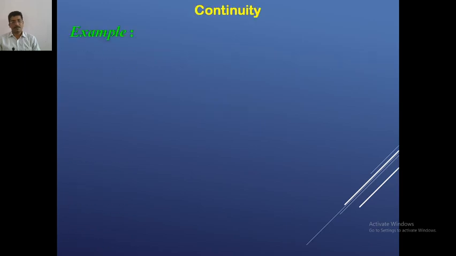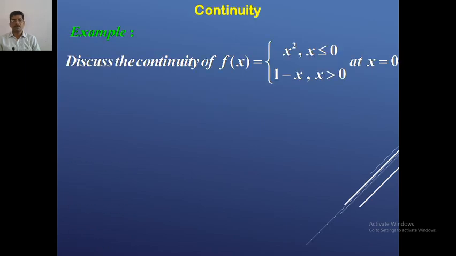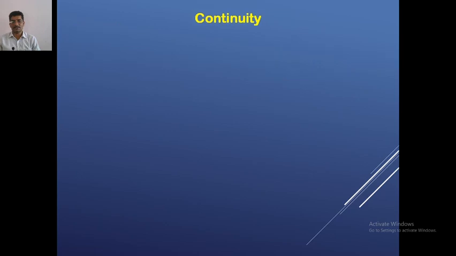First example, discuss the continuity of the function f of x given by f of x is equal to x square if x is less than or equal to 0. Its value is equal to 1 minus x if x is greater than 0. We are discussing at x equal to 0. This problem we will discuss.